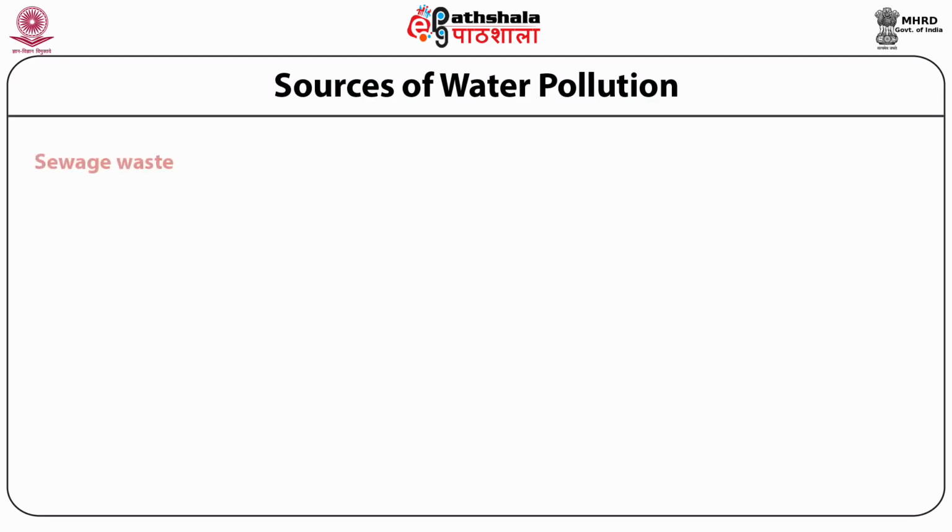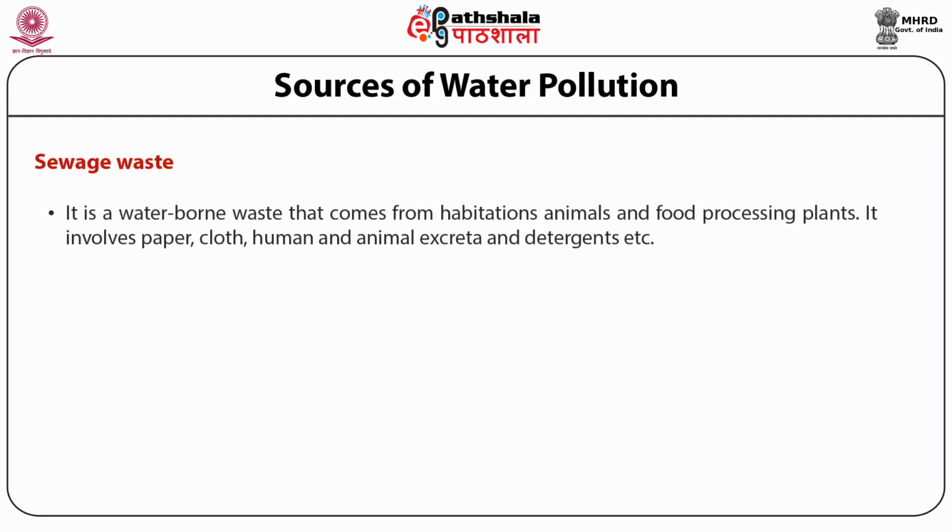The very first is the sewage waste. It is a waterborne waste that comes from habitations, animals, and food processing plants. We all can see animals bathing in ponds in the same water in which human beings are also taking their bath. We can also see human waste littering around the sewage, seeping through our drinking water. Then there is industrial effluents.